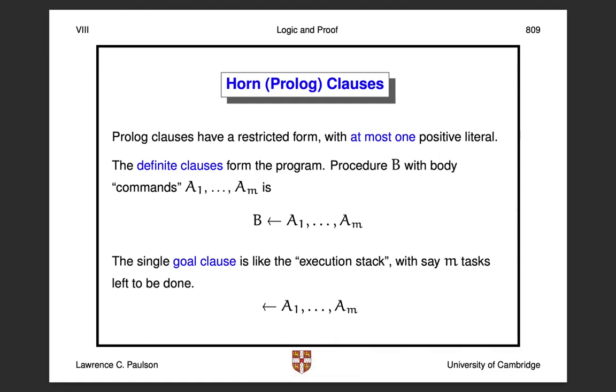You're only allowed to have one of these negative clauses. It is called the goal clause. The other horn clauses have exactly one positive literal. They are called definite clauses. And as shown here, we have our procedural interpretation where to execute P, you execute A1 up to AM.